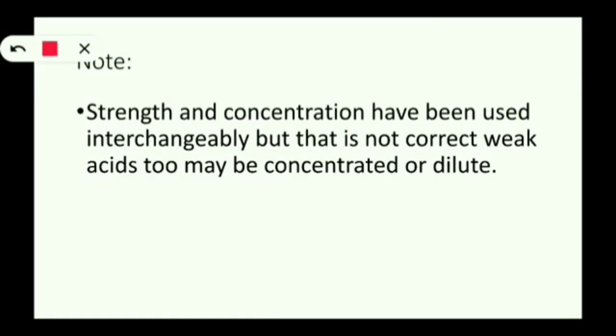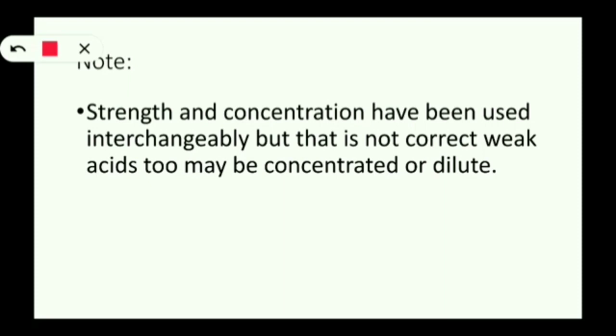Now let us compare strength and concentration. Students, please note that strength and concentration, though used interchangeably by many, are two different terms, and these are not the same. As far as acids and bases are concerned, strength shows the degree of ionization in water, whereas concentration is the amount of acid or base dissolved in water.